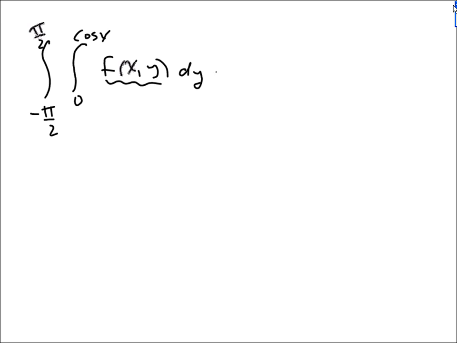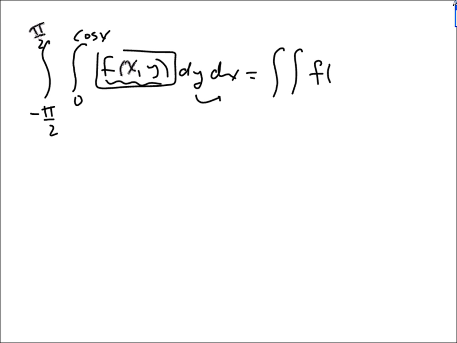Now, suppose we had the integral from negative pi over 2 to positive pi over 2 of the integral from 0 to cosine x of some function of x, y. It doesn't matter what that is. Even if I told you what it is, changing the limits will not matter. So I want to change the limits. Doesn't matter what this function is. It's going to be the same over here.